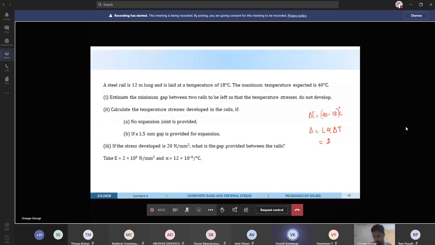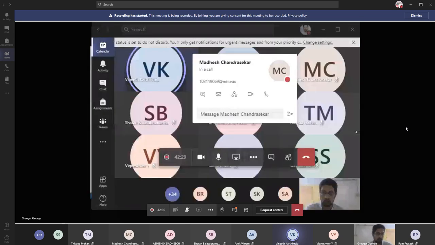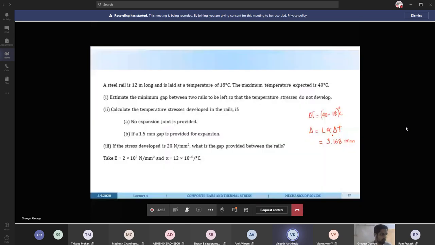When you report some values, just tell me the unit also. It will be in meters. So if we convert it to millimeters, it will be 3.168 millimeters. The two rails will be there, so this will be the minimum gap between the two rails. We should provide at least a minimum gap of 3.168 millimeter. Otherwise, the stresses will develop.